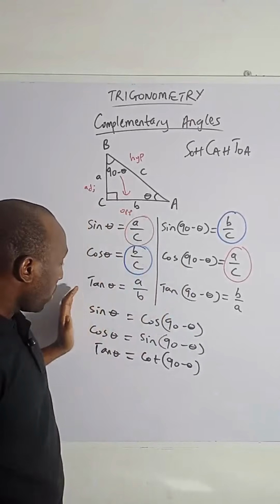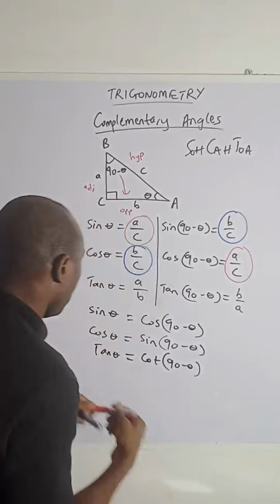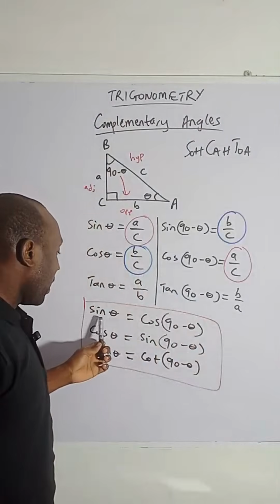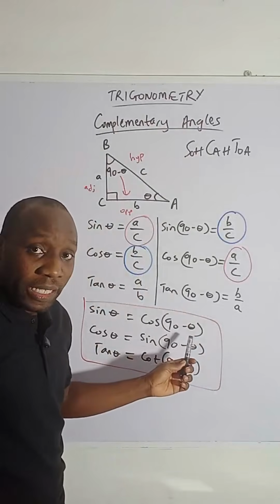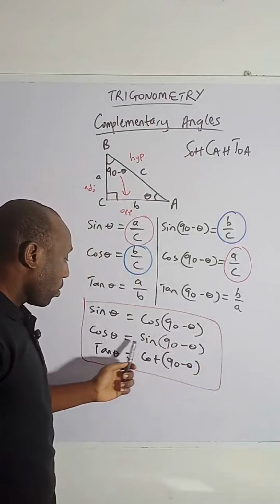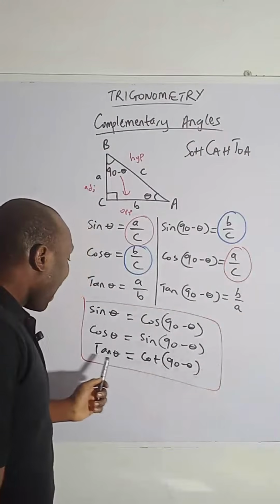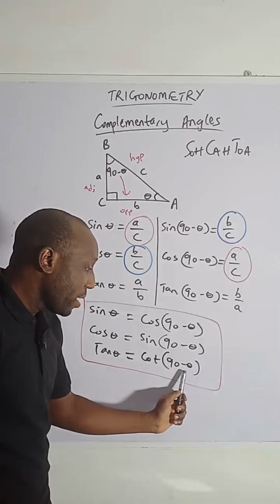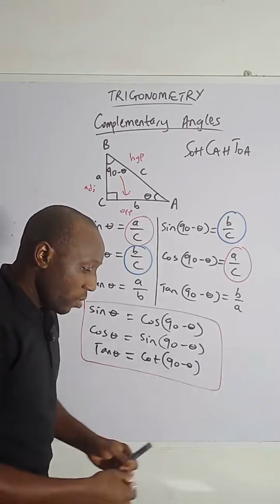Well, I've already shown you how all of this comes to pass. You see? So sine theta is equal to cos of 90 minus theta. Cos theta is equal to sine of 90 minus theta. And tan theta is equal to cot of 90 minus theta. That's it. So what does it tell you?